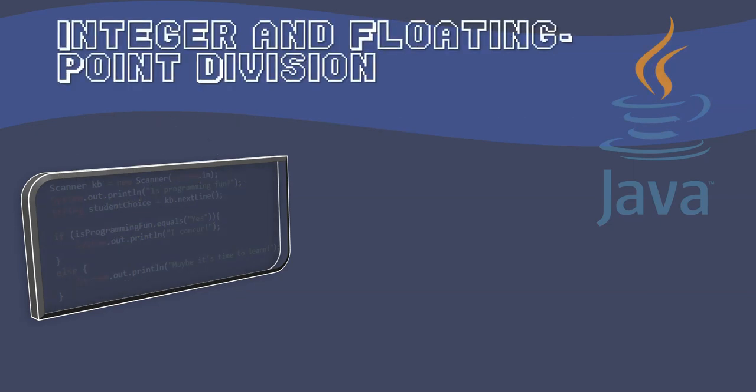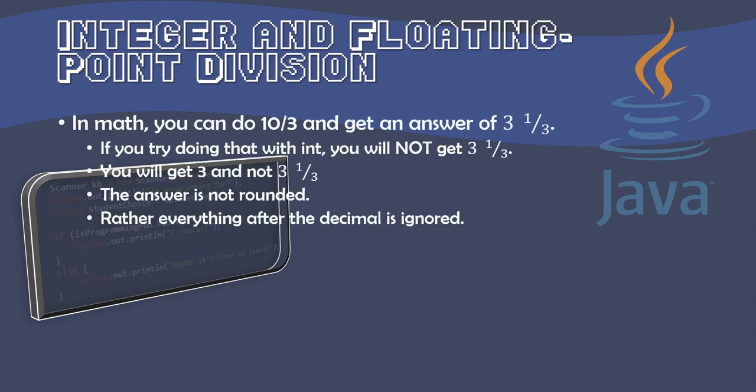Now, we do need to talk about integer and floating point division, which we've seen a little bit with the int and the double example. But I want to give us a more concrete one. So, for example, in math, if we do something like 10 divided by 3, we're going to get an answer of 3 1/3, or 3.3333 repeating.